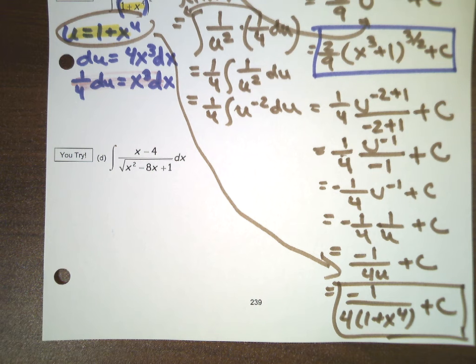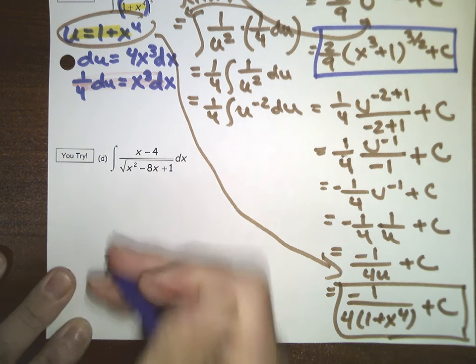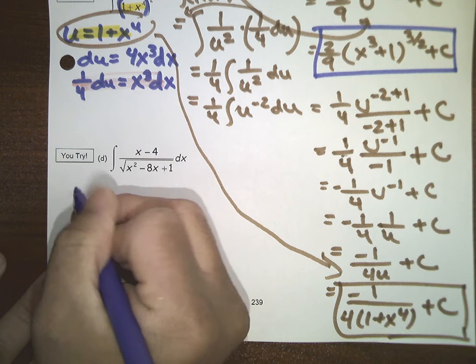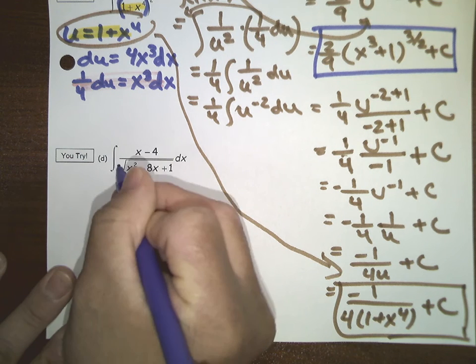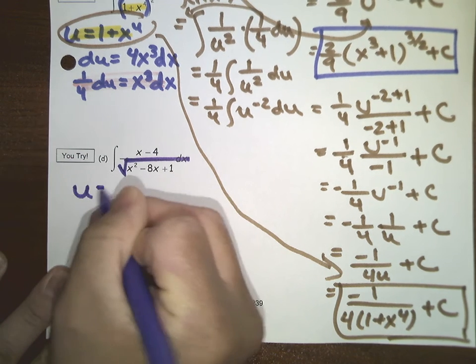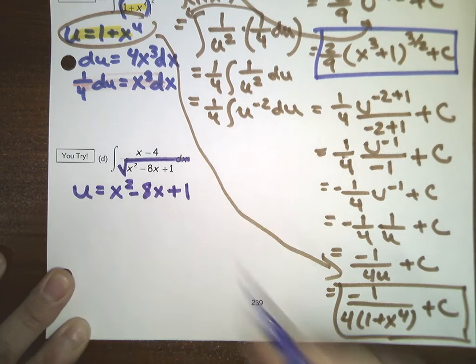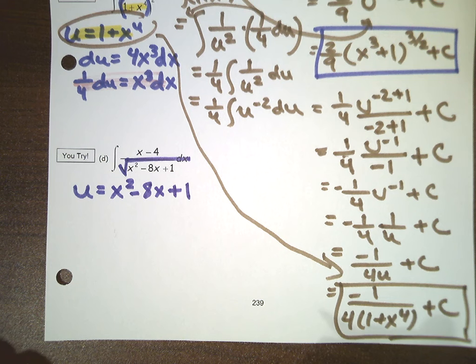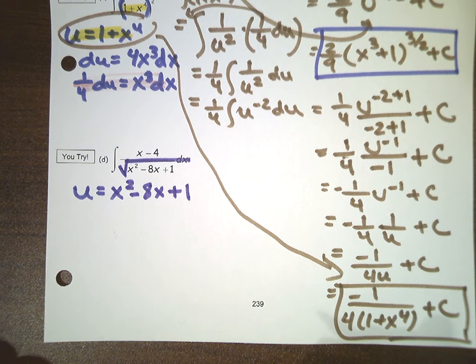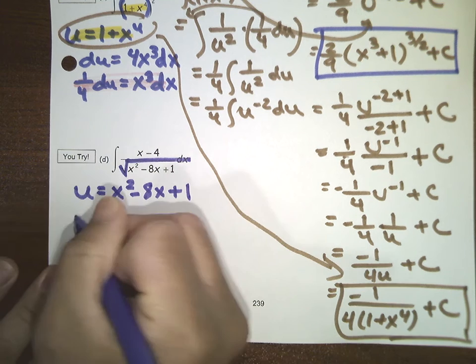Now, I think that what I will do is let you try this one on your own later, but my hint would be that you use u as x squared minus 8x plus 1. So just try. Actually, this one is a little bit trickier now that I think about it, but I feel like you could.